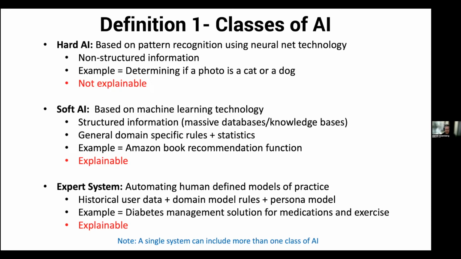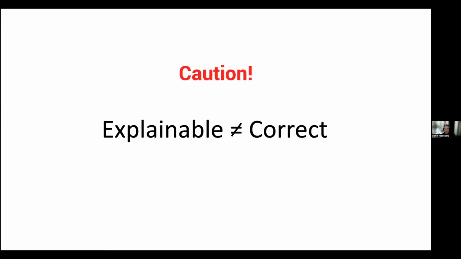So that's one definition. Any given product can use more than one class of AI. These are not mutually exclusive. My two case studies will fall into that soft AI bucket. Now, a very important caution: explainable does not mean you've gotten the correct answer. There's a big difference between validation and verification. So you could still be explainable and be wrong.